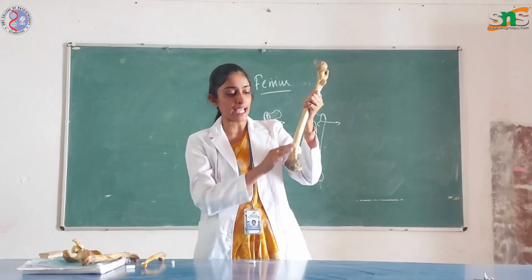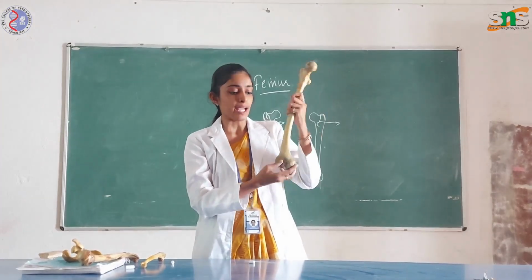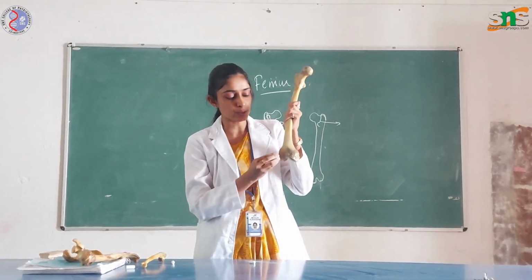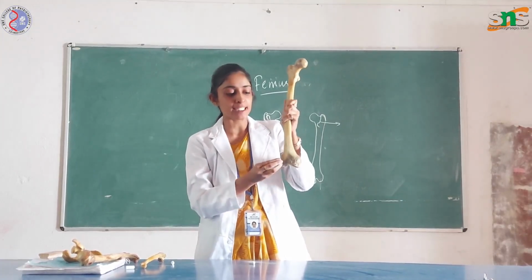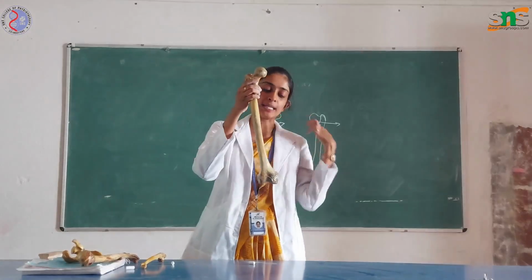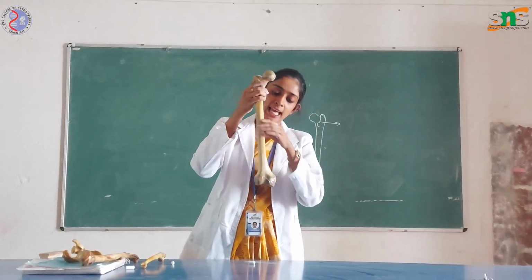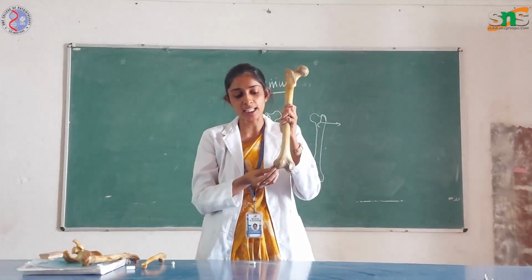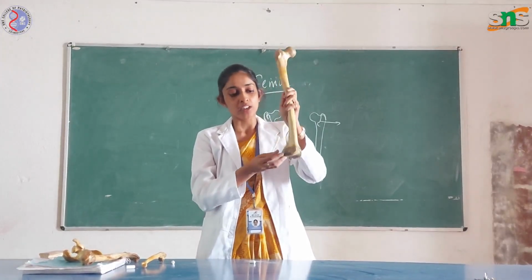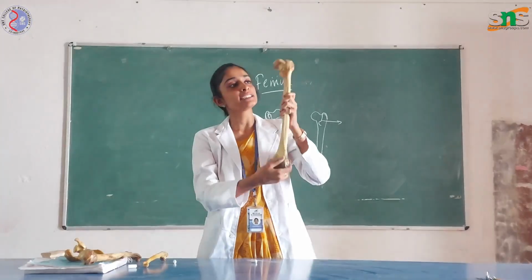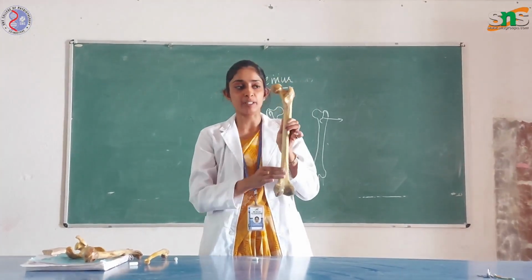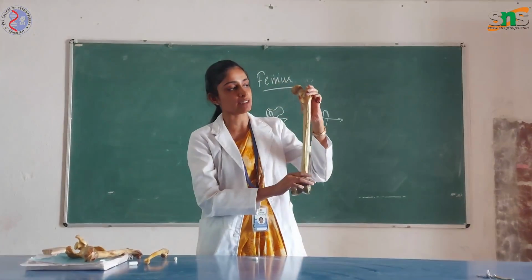So this is all about the anterior surface of the femur, and here you can see these two aspects: the medial aspect is called the medial condyle and the lateral aspect is called the lateral condyle. So this is the posterior surface of the femur. Now we are going to see about the posterior surface.